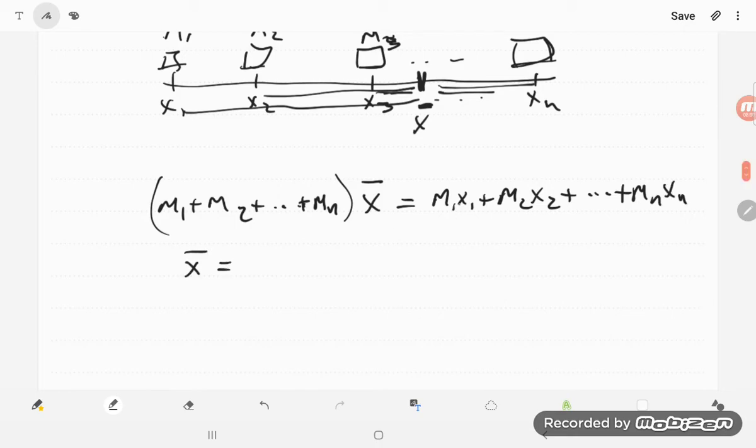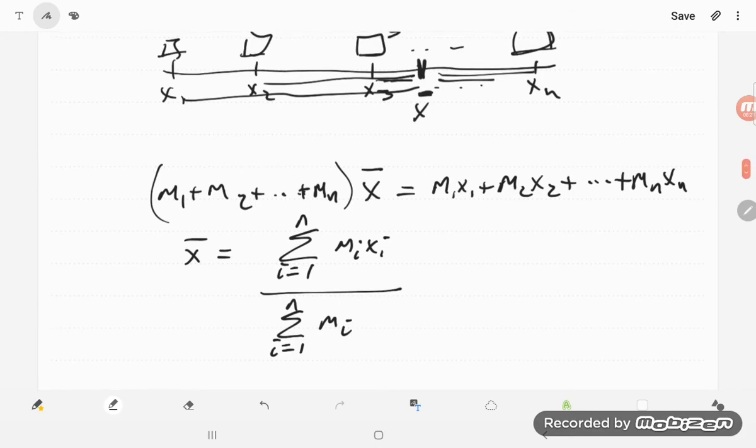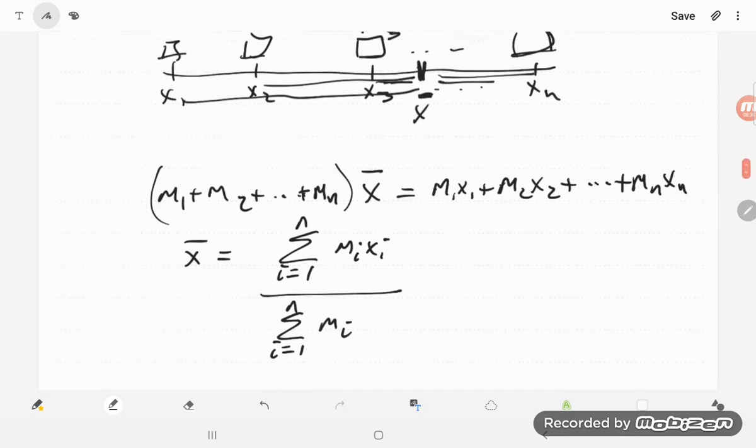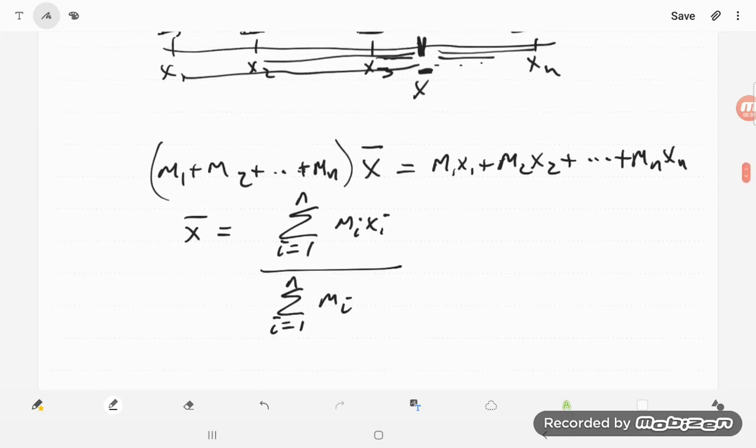and so x bar is the sum, i equals 1 to n, of the mi divided by the sum of just the m's, i equals 1 to n of m sub i. And so that is how we get this definition of our center of mass, this x bar. Okay, and so that's kind of the physics and length interpretation.